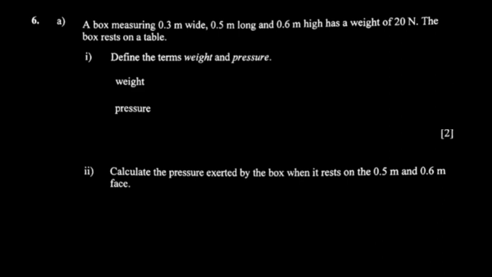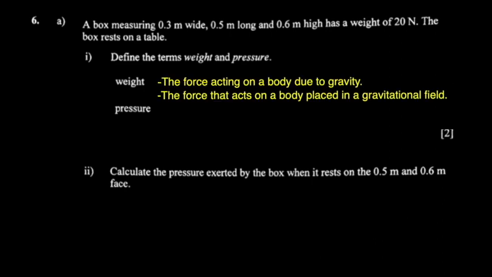So let's continue from question 6. Question 6 says a box measuring 0.3 meters wide, 0.5 meters long, and 0.6 meters high has a weight of 20 newtons. The box rests on a table. The first part asks you to define the terms weight and pressure. Okay, define the two terms.